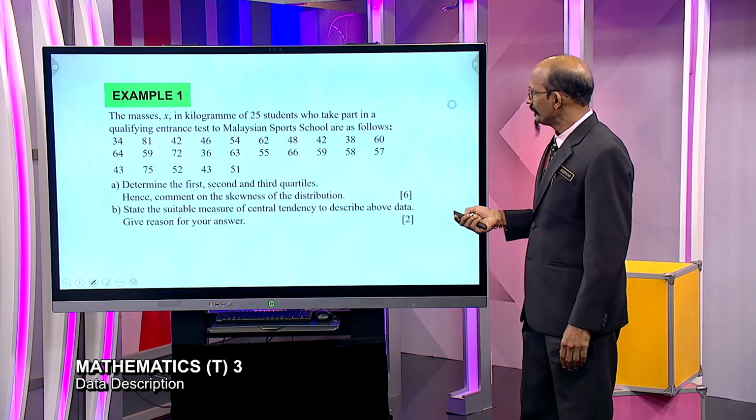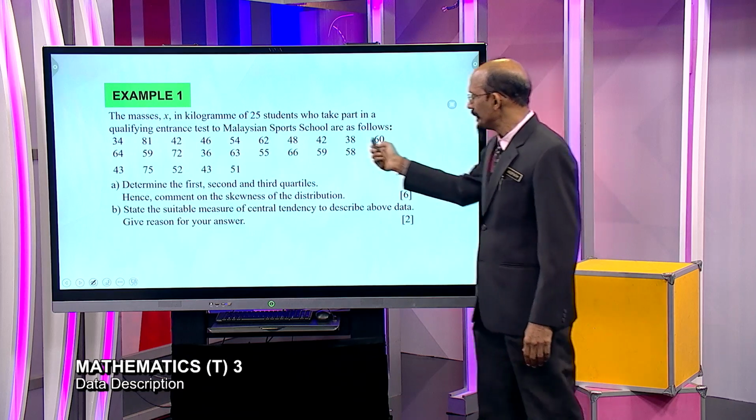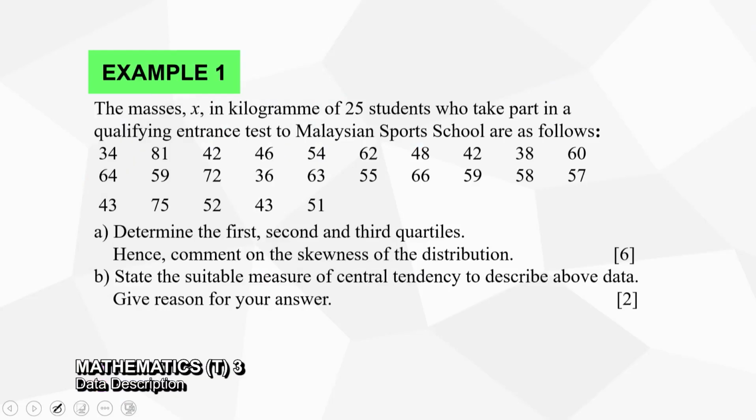The mass in kilograms of 25 students is given in the table here. Your first task is to determine the first, second, and third quartiles. You must be very careful with the word "ends". That means if you want to comment on the skewness, you must use these three values. You cannot use anything else. You cannot use the mode or a box plot. You must use the three values to comment on the distribution.